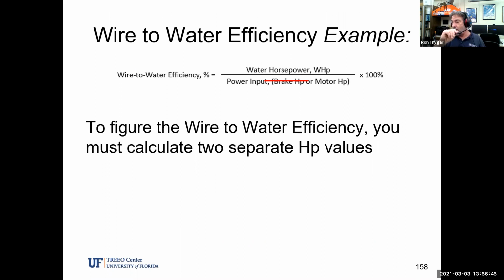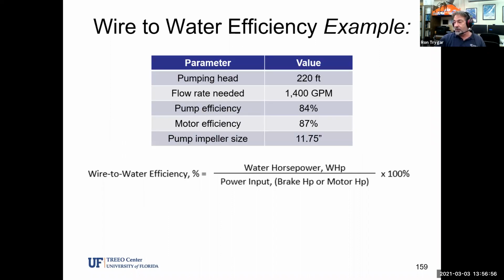So to figure the wire to water efficiency, you have to calculate two separate horsepower values. You have to first do the water horsepower, and then we are going to calculate the motor horsepower. So we have some information showing here. Let's calculate the wire to water efficiency. We've got the pumping head. We've got the flow rate necessary. Remember, that's a part of each of these calculations.